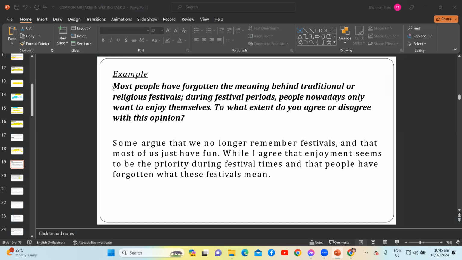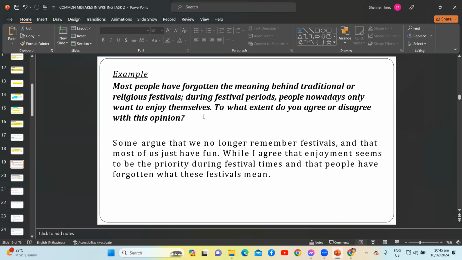Another example. Most people have forgotten the meaning behind traditional or religious festivals. During festival periods, people nowadays only want to enjoy themselves. To what extent do you agree or disagree with this opinion?